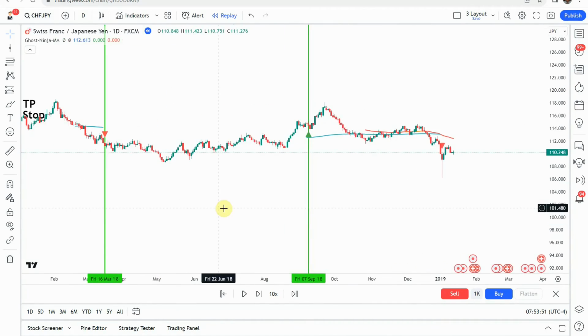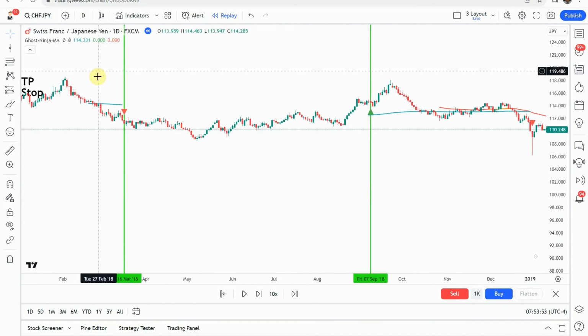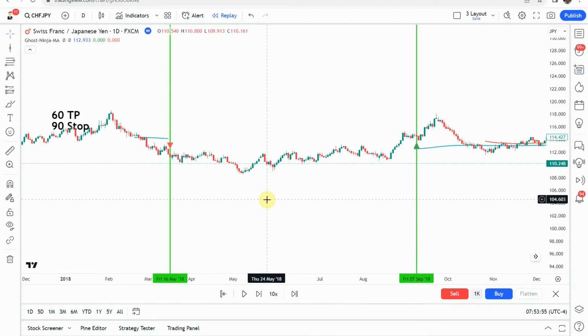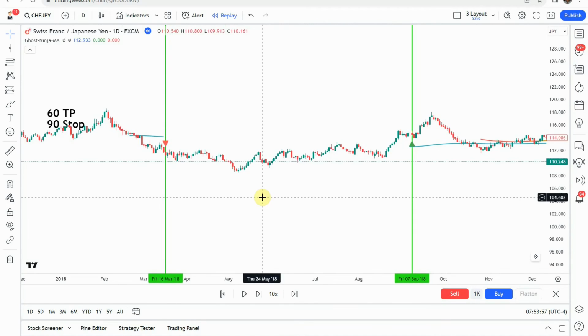Alright, so let's go ahead and take a look at our indicator here. So we'll go ahead and scroll back a little bit here. So we have the 2 trades, and out of those 2 trades, we got 2 winning trades. And so that is going to put us at the 100% win rate.